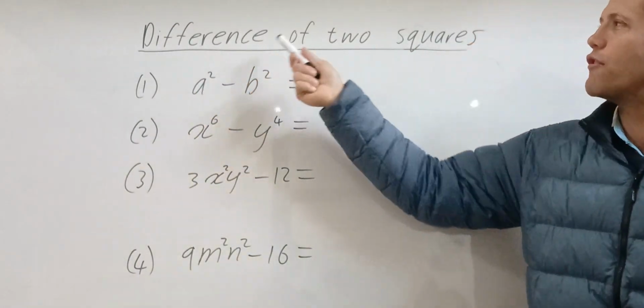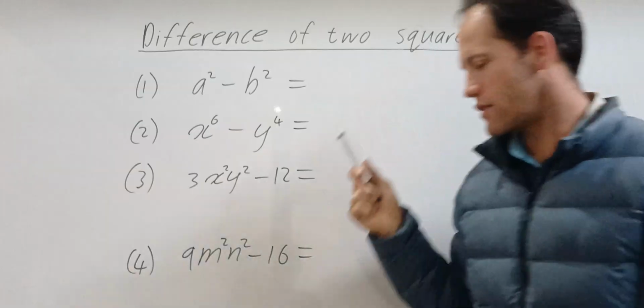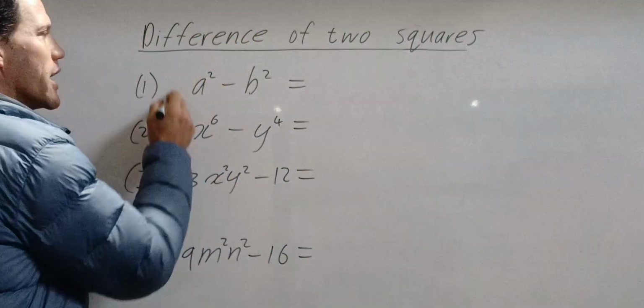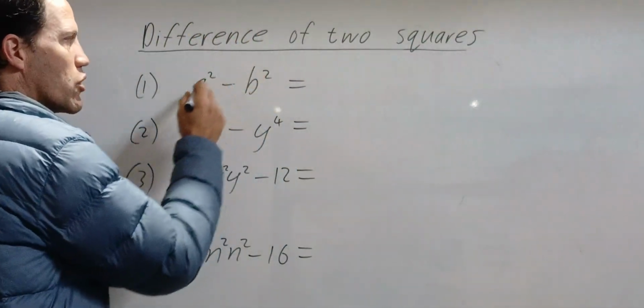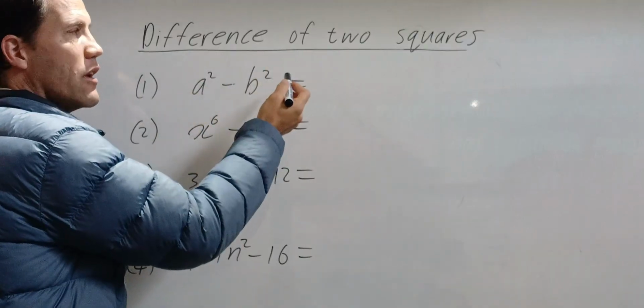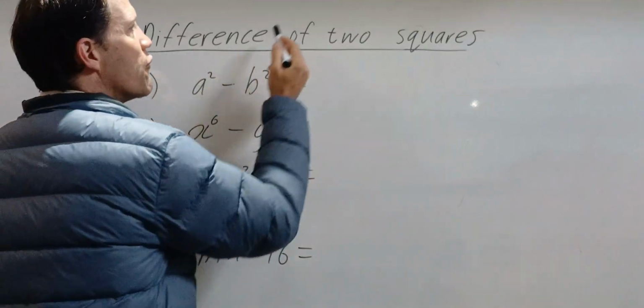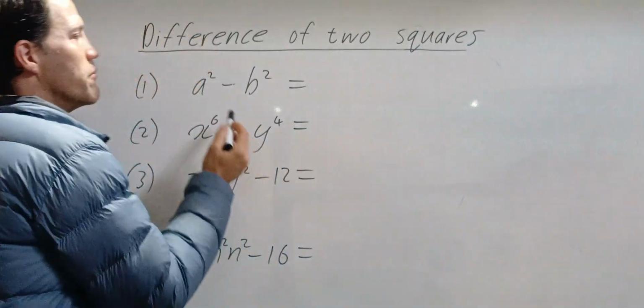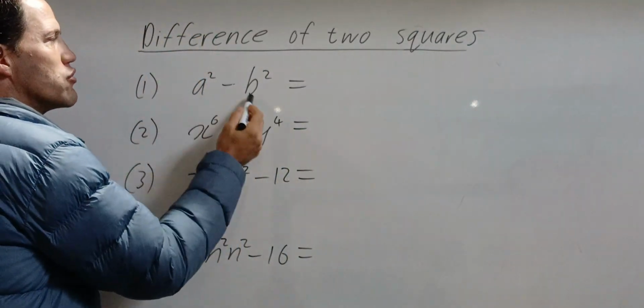So the word difference means minus. And then it says the difference of two squares. Okay, this is a square and this is a square, because a times a is a squared, b times b is b squared. So when you see the words difference of two squares, you know it means it's a minus between two squares.